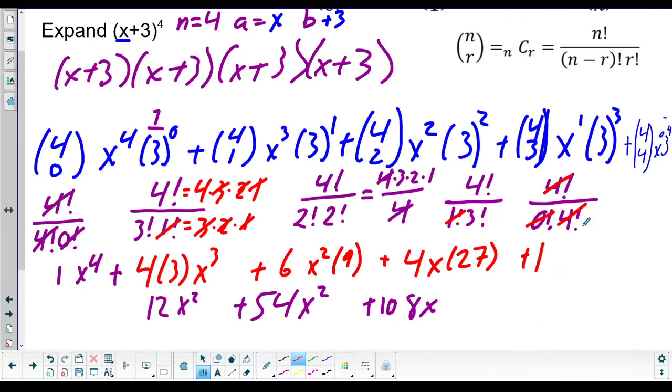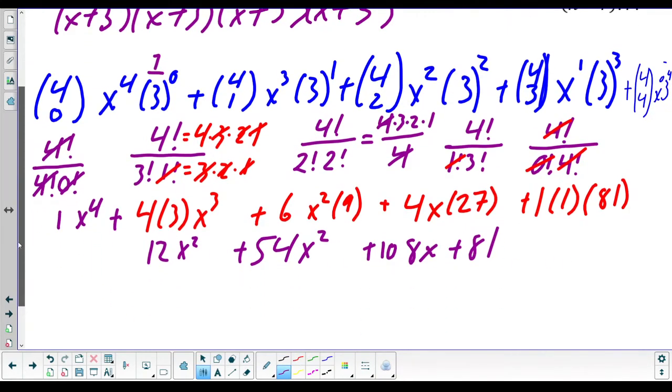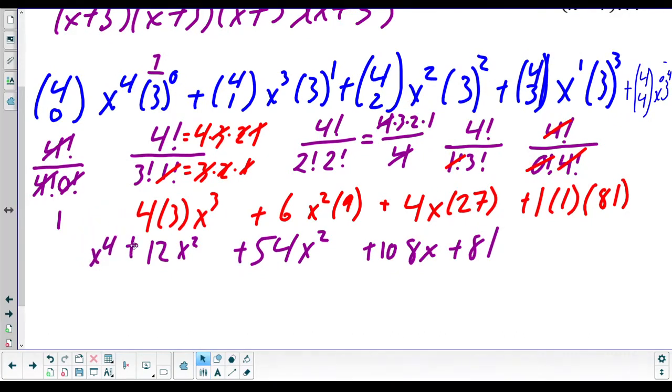X to the power of 0 is 1, because anything to the power of 0 is 1. And then 3 to the 4th power is 27 times 3. So that's 81. So 1 times 1 times 81, this is just 81. Okay, there we go. This is our answer right here. Let's bring this piece down. There you go. We've got our answer.